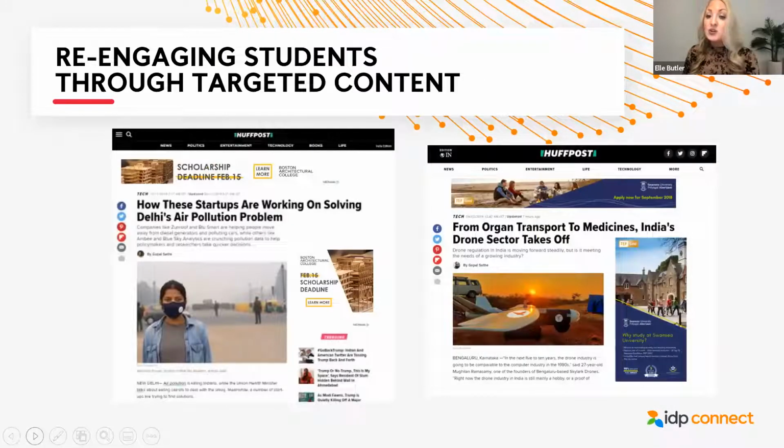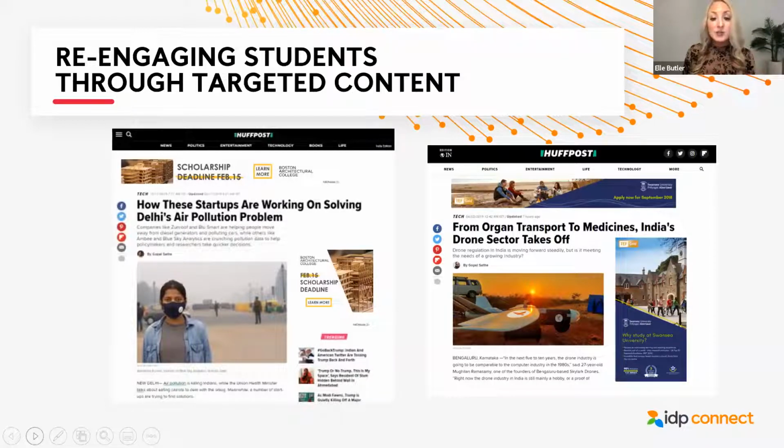Another way to keep your institution top of mind for those leads who have already inquired with you are retargeting campaigns. So these can be really effective for re-engaging students. So on the left-hand side of this slide is an example of a retargeting campaign that we recently did with Boston Architectural College. So what we did in this campaign was retarget not only students who had searched for Boston Architectural College on our IDP sites, but we also retargeted students who were looking at their competitor institutions and similar programs to what Boston Architectural College offers.